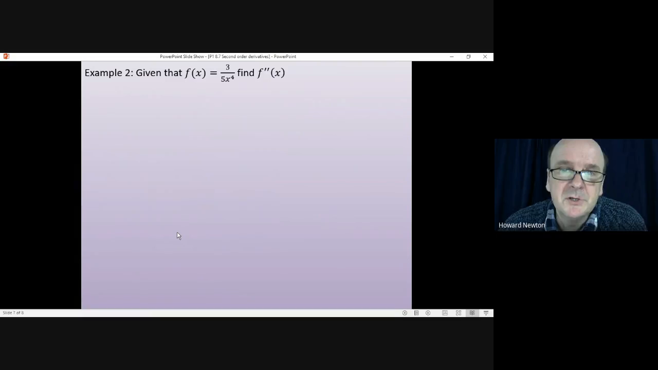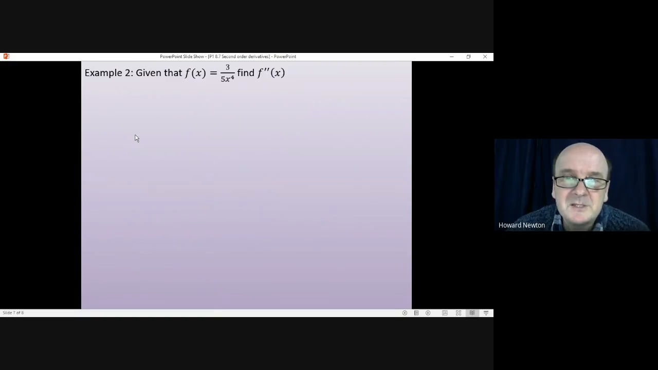Okay, example 2. This time using function language. Given that f of x is equal to 3 divided by 5x to the power of 4, find the second differential, f double dashed of x. Have a go at this yourself, pause the video, and come back to me when you're ready.